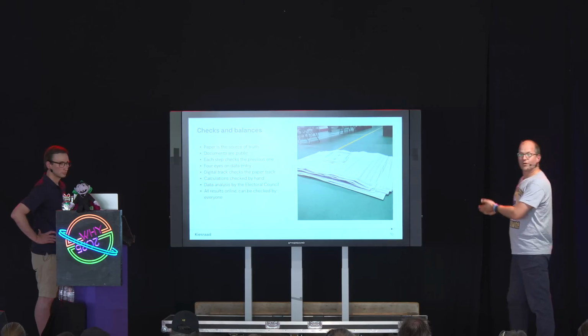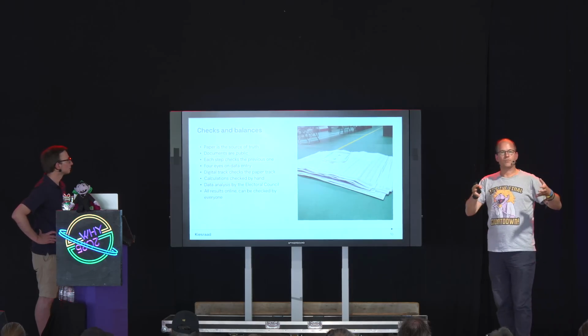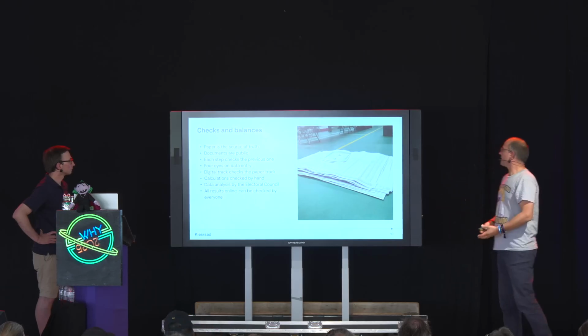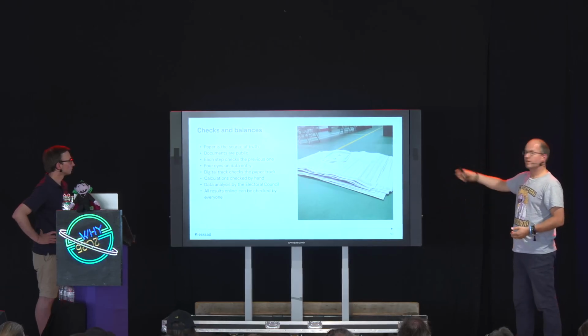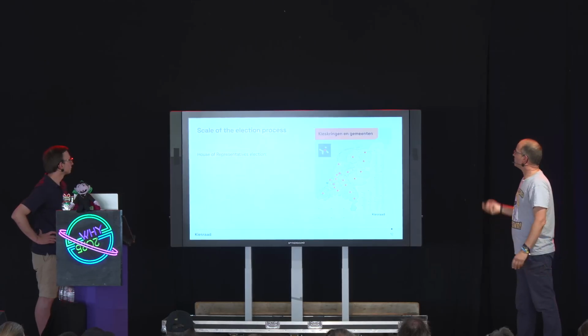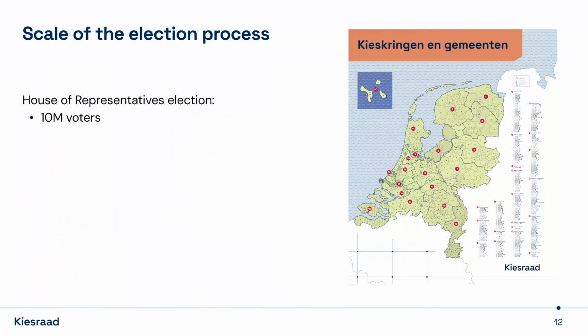Like I explained, the core values of the election process in the Netherlands are the result of a debate in society. The results can be checked by everyone. This is how we like to work. And it gives you a bit of scale. I love this really nice map of the Netherlands. If you're at home, you can have a good look at it.